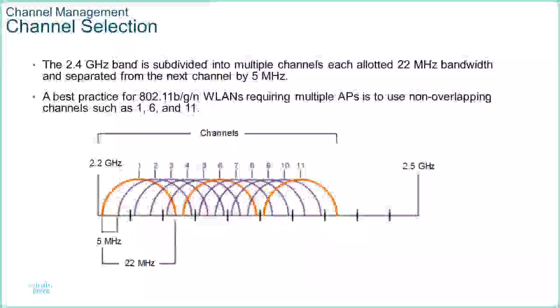In the 2.4 gigahertz range, we basically only have 3 clear channels that will not overlap with each other if you lay it out across interlaced access points. So there's 11 channels in total, and the way they work is each channel is 22 megahertz in width, and they're separated by 5 megahertz steps.